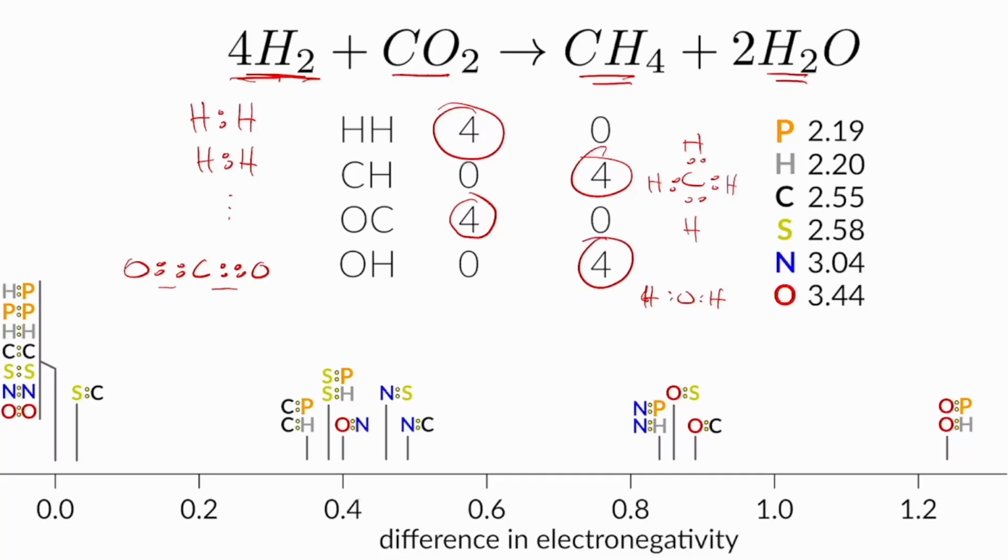And now what we can do is plot this on our graph. So we started out with 4 of these, and we started out with 4 of these. We ended up with 4 of these and 4 of these. So overall, net, what we're doing is taking electrons from being shared between atoms with the same electronegativity to being shared between atoms with more different electronegativity. That releases energy. That energy difference can be used to power cells.